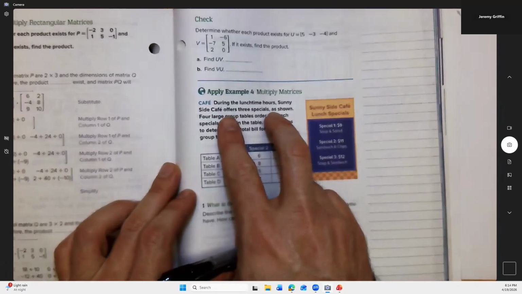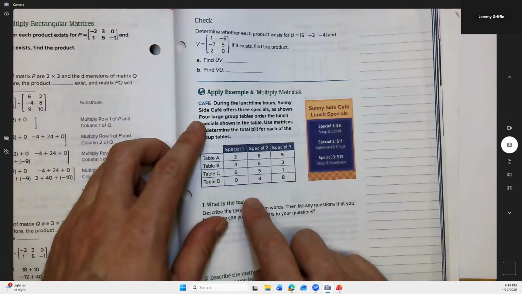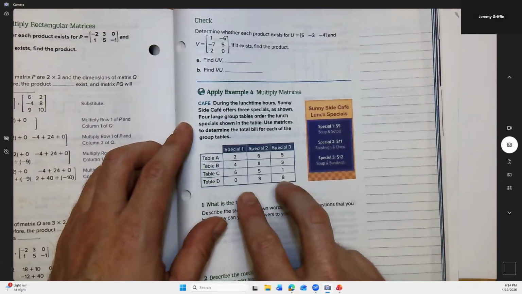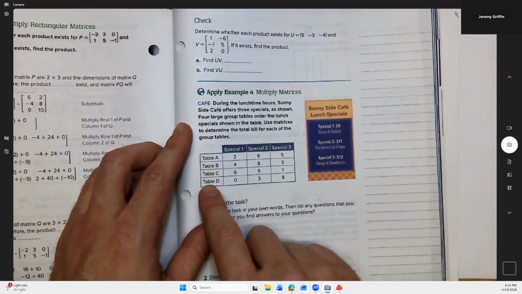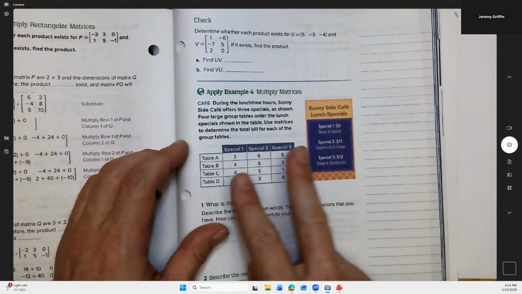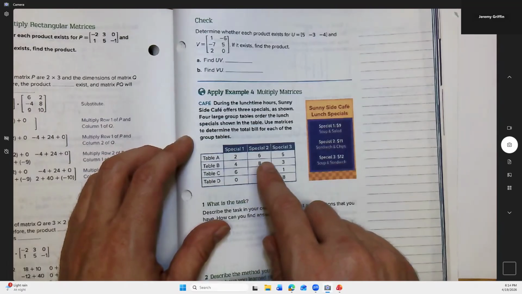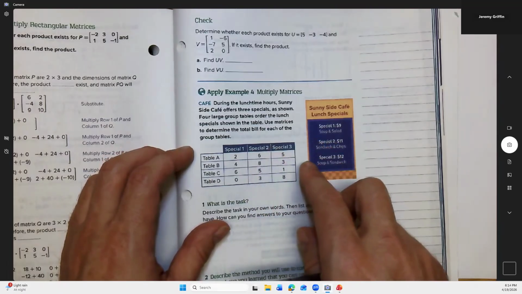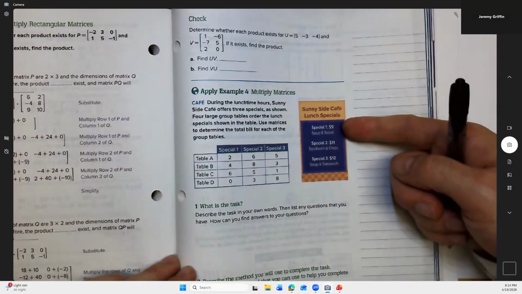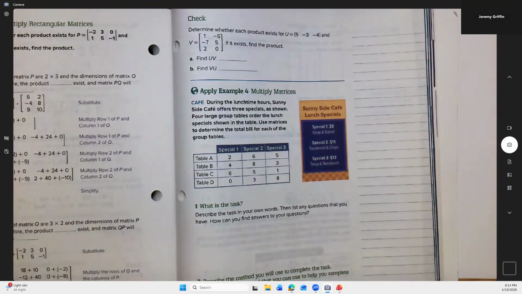During lunchtime hours, Sunnyside Cafe offers 3 specials as shown. We got 4 large group tables order the lunch special shown in the table. Okay, so we got table A, table B, table C, table D. And we got these 3 specials, and then how many specials, but how many tables. Got it all in this matrix. Use these matrices to determine the total bill for each of the group tables. Total bill, right? Oh, and here's the prices of the specials, right?